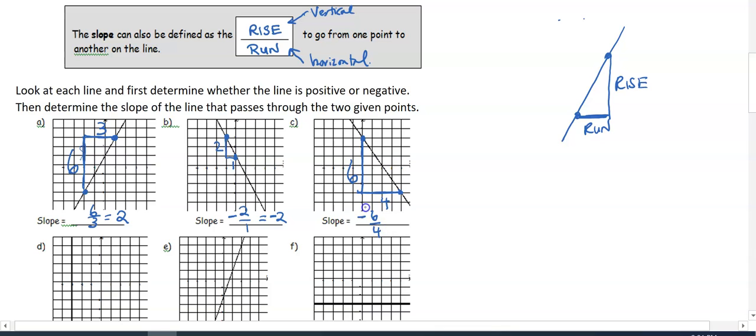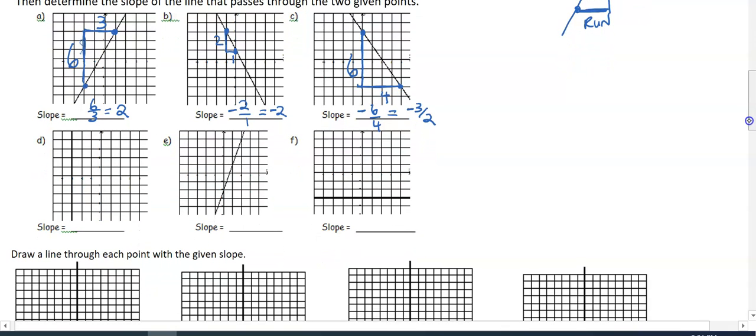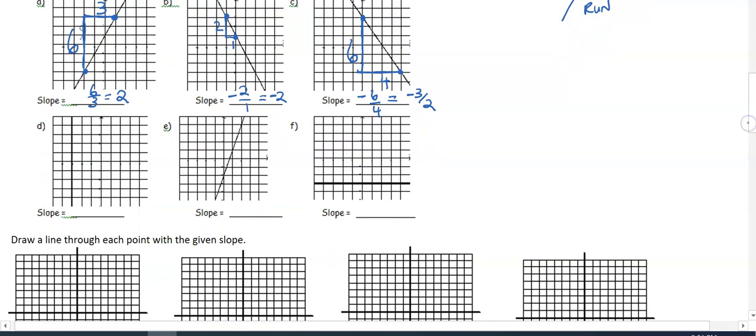I'm going to remember to put a negative because it's falling, but then you always make sure you reduce your slope to lowest terms. Leave it in proper form. Do not change it to a decimal. Do not change it to a mixed fraction. Same thing over here. Oops, vertical line. Vertical lines have undefined slope.